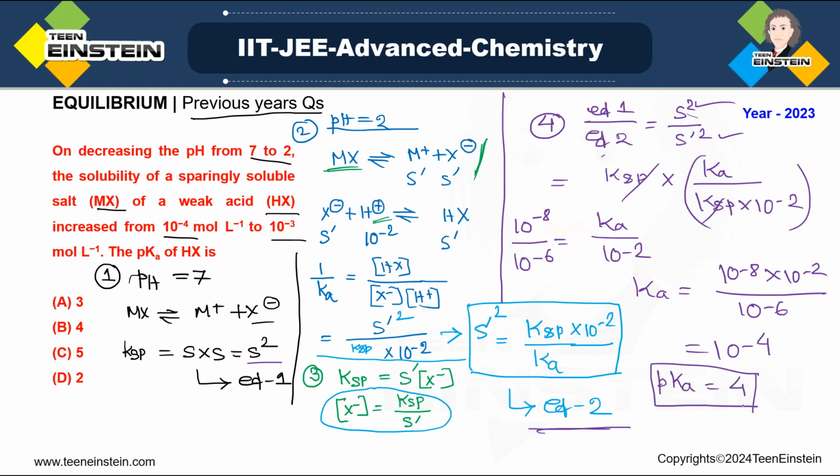So in this way, we have broken the solution into different parts. First part, you have to write the expression for S square. Second part, what is happening at pH 2, you have to write the expression for 1 by Ka, but when you put the value of X minus concentration, put it in terms of Ksp, so that when you finally take the ratio, Ksp will be cancelled from both sides. So pK is 4, that means the correct option is option B. Okay.